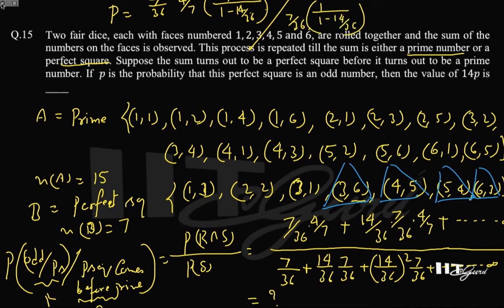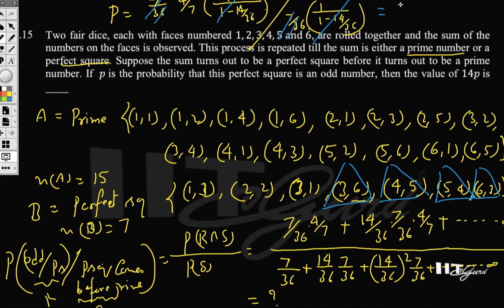Now if you see, these terms are related. So finally, what is left over is that 7 by 36 is also cancelled, and that is 4 by 7. 4 by 7 is the final answer. So what we conclude here is 4 by 7, and this is equal to 14p. So the value of p is 4 by 7.